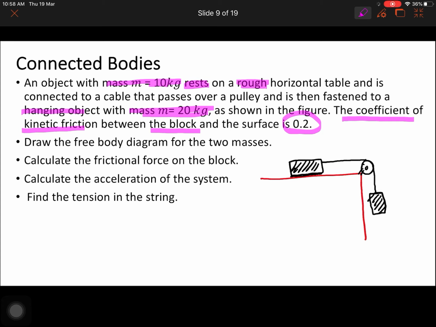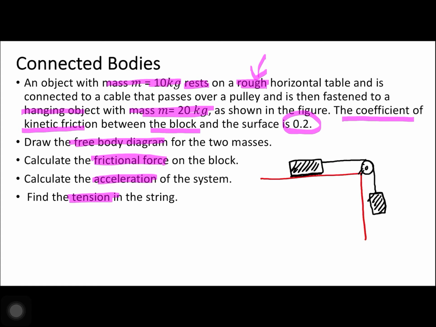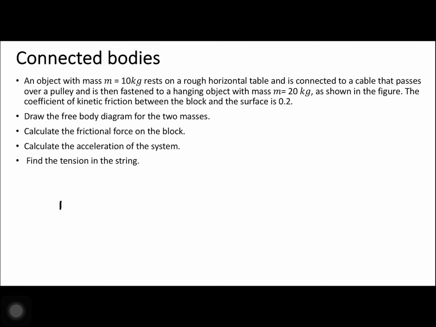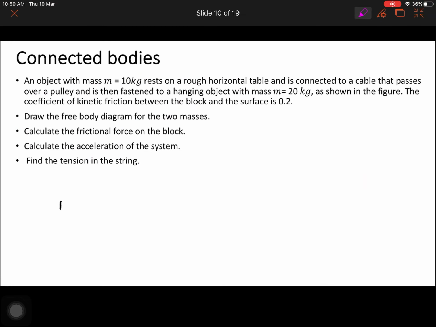The problem is asking you to draw a free body diagram. It's asking you to calculate the frictional force on the block, because we said that the block is placed on a rough horizontal table. It's also asking you to calculate the acceleration of the system and find the tension in the string. So let's see how to solve this problem.